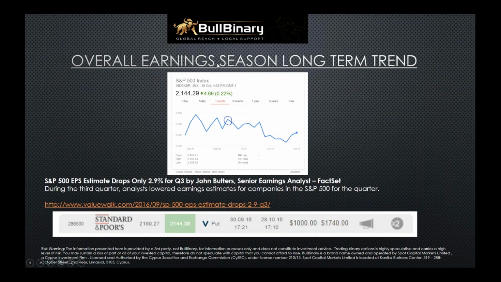Now this is overall earnings season long-term trends. According to this source over here, the S&P dropped their estimates by 2.9% for the third quarter. So this is a long-term sentimental trade. During the third quarter, analysts lowered earnings estimates for companies in the S&P 500 for the quarter.